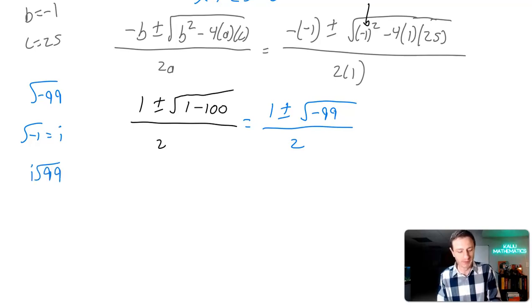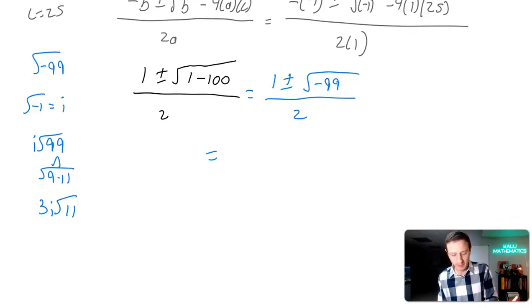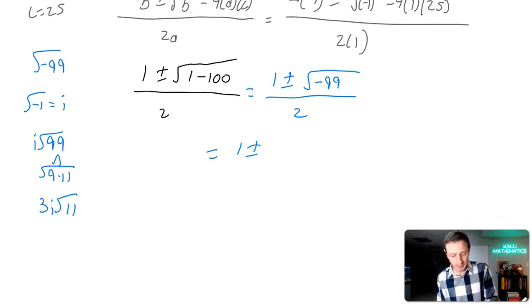What else? Well, 9 times 11 would give me 99. The square root of 9 is 3, so I'm going to take out 3. So that's going to be 3i square root of 11. So we'll have 1 plus and minus 3i square root of 11, all over 2.